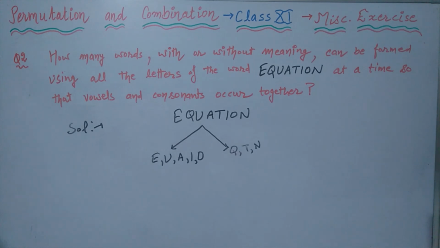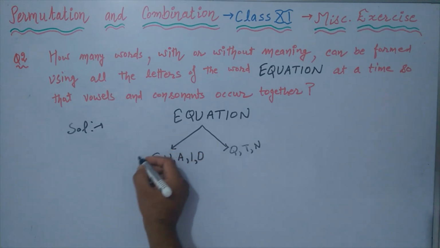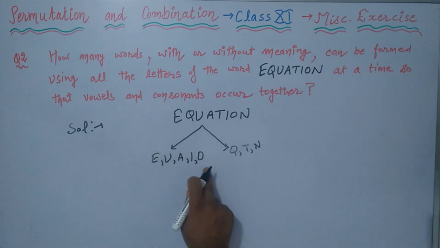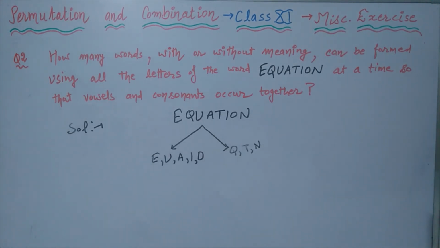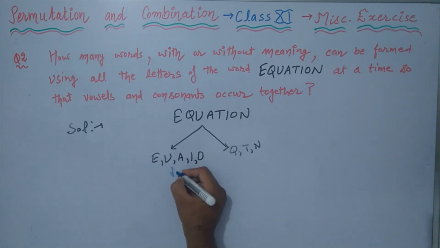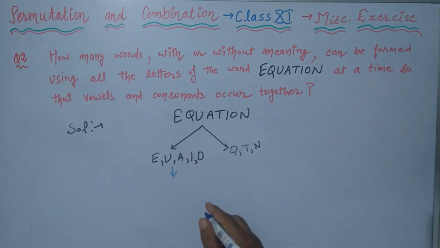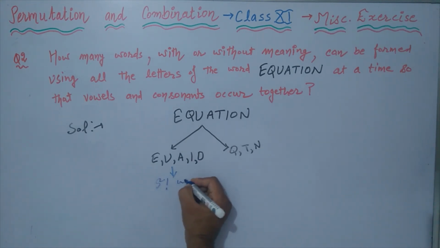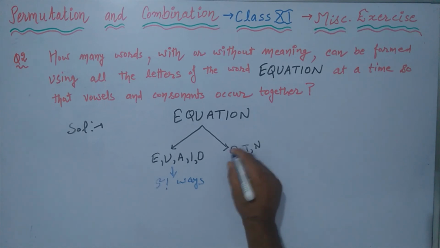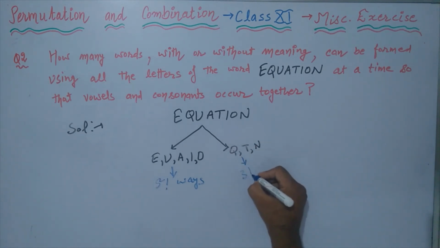So this way, now, what is the condition? Vowels and consonants occur together. So we keep all the vowels together, we keep all the consonants together. For this purpose, this cannot stop their mutual arrangement. So these vowels, that is 1, 2, 3, 4, 5, 5 vowels mutually can be arranged in 5 factorial ways. Similarly, the 3 consonants, they can be arranged in 3 factorial ways.